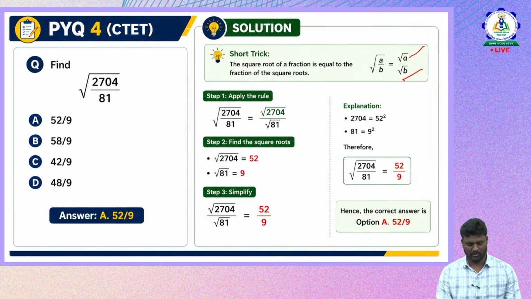Before applying, let us also see the options. The options given are: option A is 52 by 9, option B is 58 by 9, option C is 42 by 9, and option D is 48 by 9.